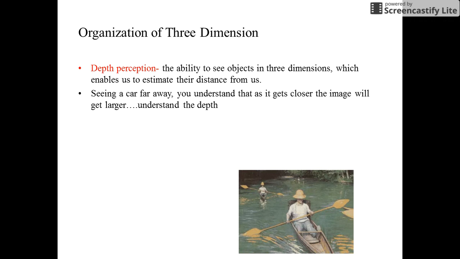So let's talk about the organization of three-dimensional things. How do we see in three dimensions? Well, because of depth perception, the ability to see objects in 3 dimensions, this enables us to understand distance. So our body and our eyes allow us to understand depth cues. When seeing a car far away, you understand that it's going to get closer, the image is going to appear closer and get larger. That's because we understand depth.